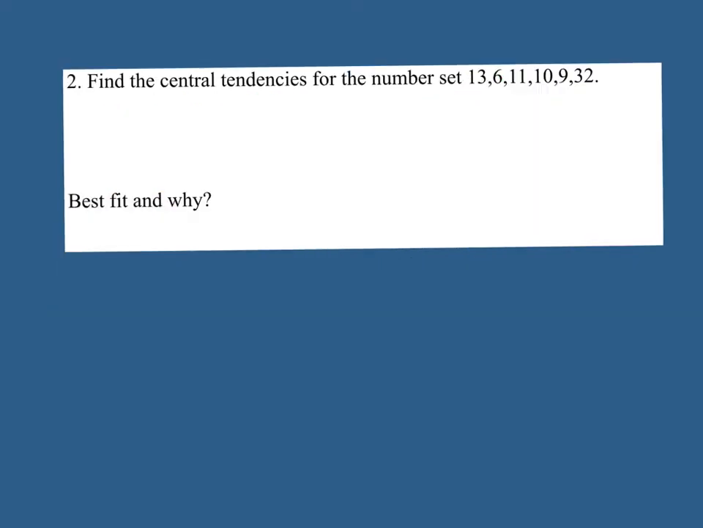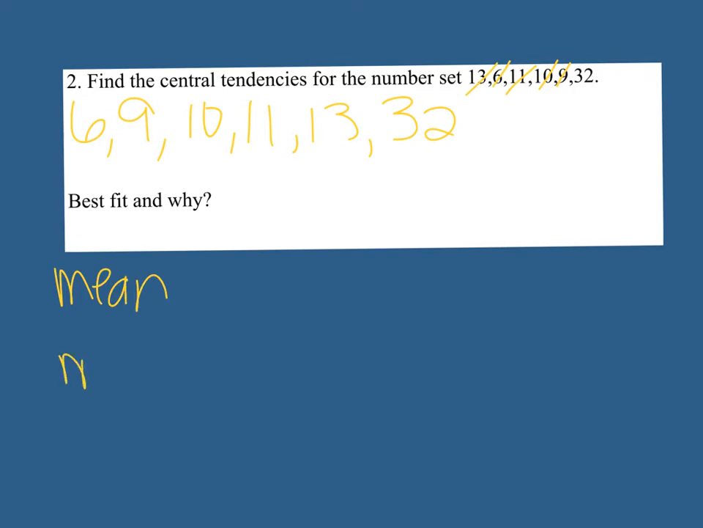Okay, let's try another one. Same thing, find the central tendencies for the number set. So again, I'm going to put them in order. So I have a 6, I have a 9, 10, 11, 13, and 32. Okay, so whenever it asks for central tendencies, you have to do them all.